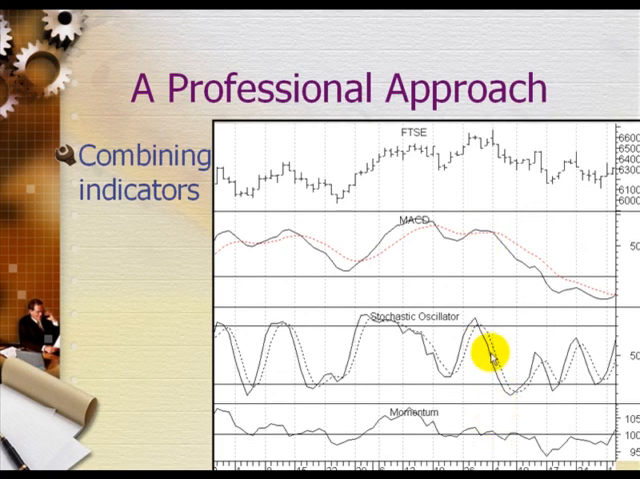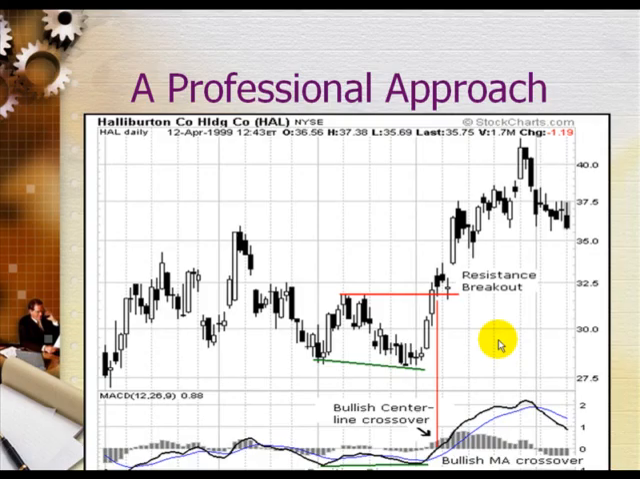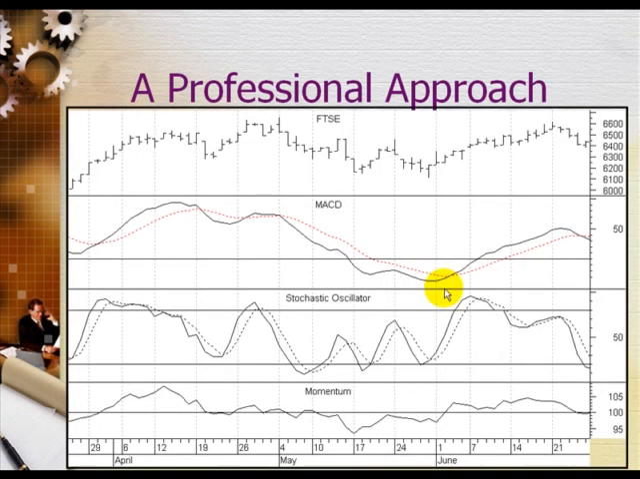Good old Halliburton. Professional approach. Positive divergence starts to move higher, it breaks out. In our professional approach, we've looked at a breakout of resistance before we've got in. That's what was professional about that. What about here? Well, it's using all the indicators. And I'm talking about this point here.